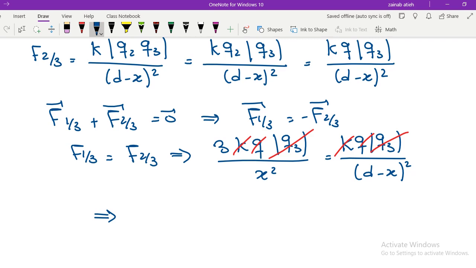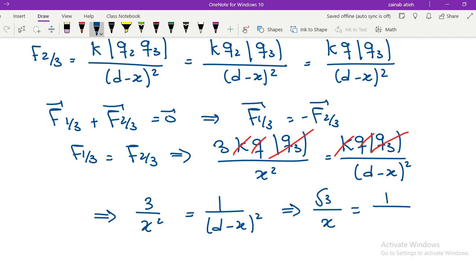Okay? So I will get 3 over x squared equals 1 over d minus x squared. Okay, so I will take the square root. I will get radical 3 over x equals 1 over d minus x.